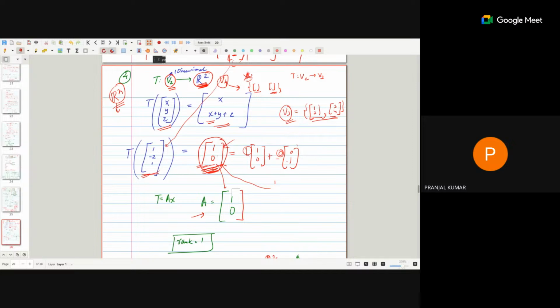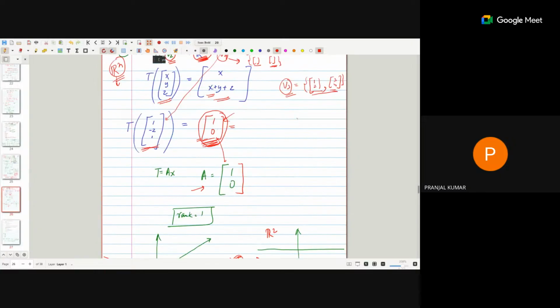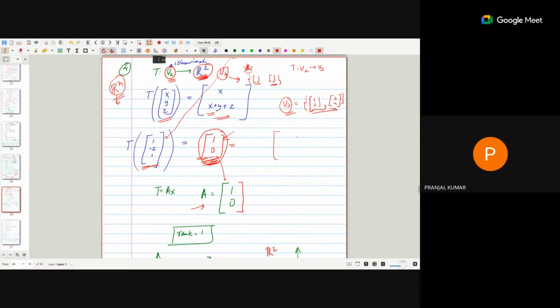So you wouldn't have to write these, okay? But if they mention some other basis for R2, then you would have to express those. See, whenever you have to calculate a matrix, they don't give you the basis. Those questions will appear separately, where they give you the basis for both domain and codomain, and then they ask you to find the corresponding matrix.